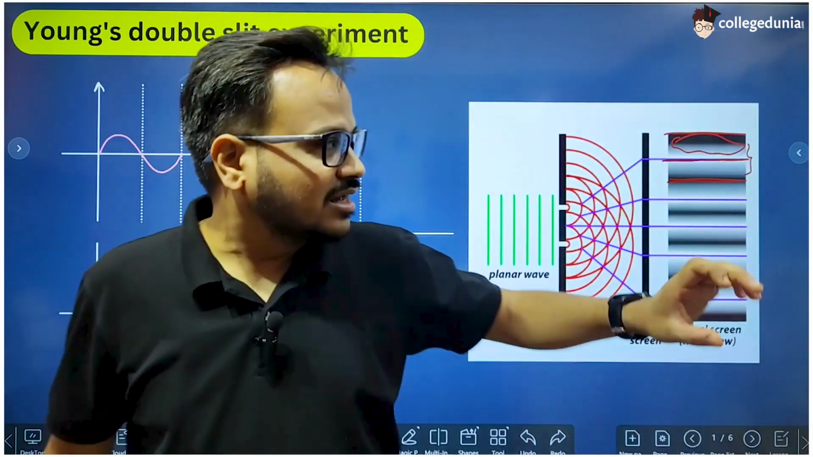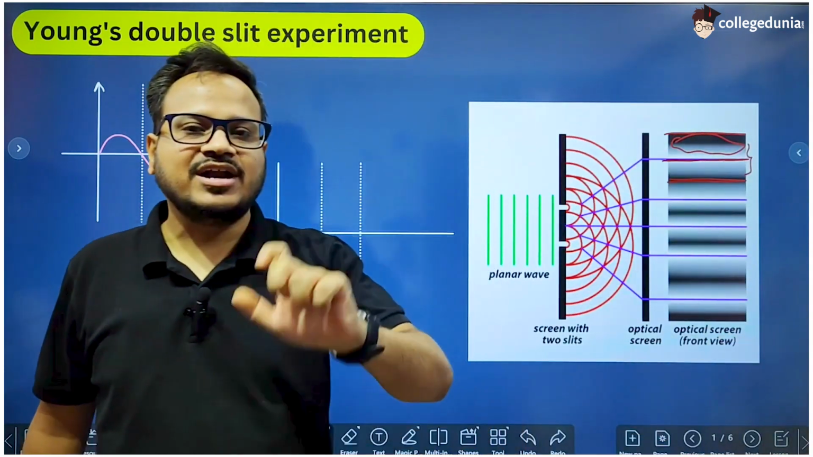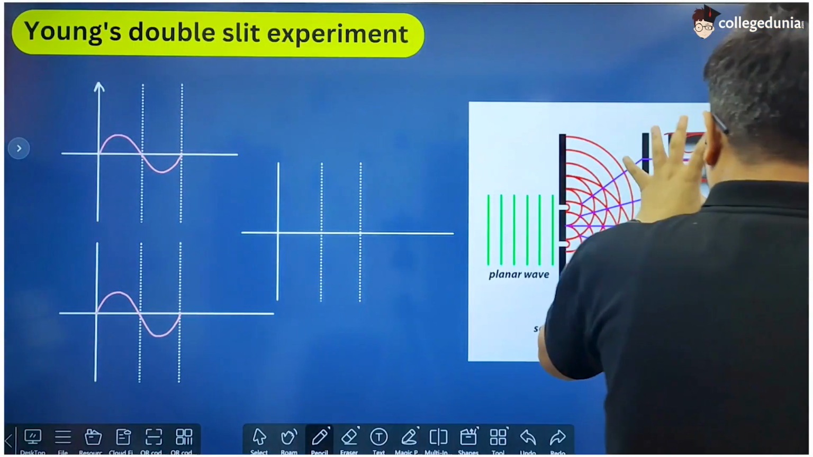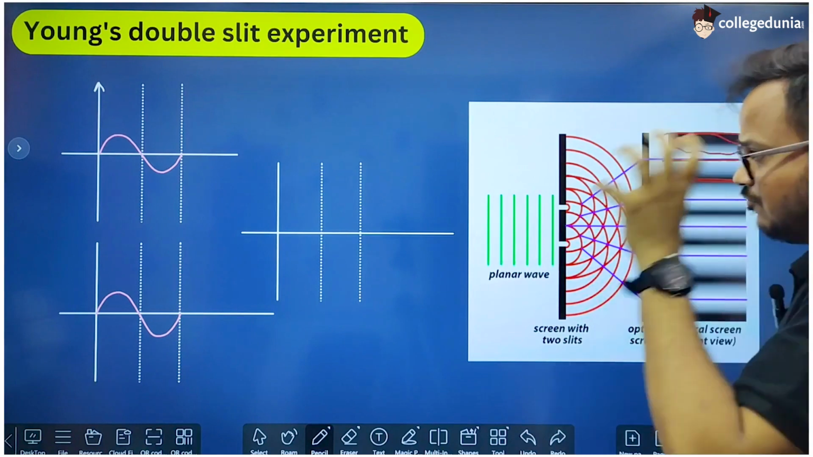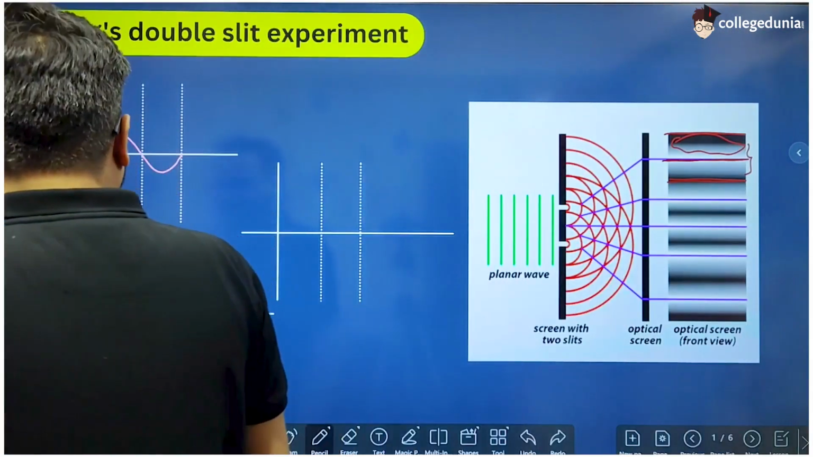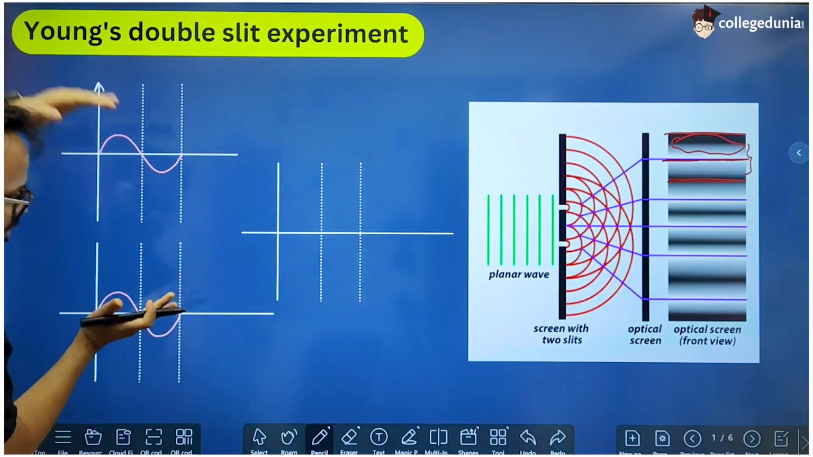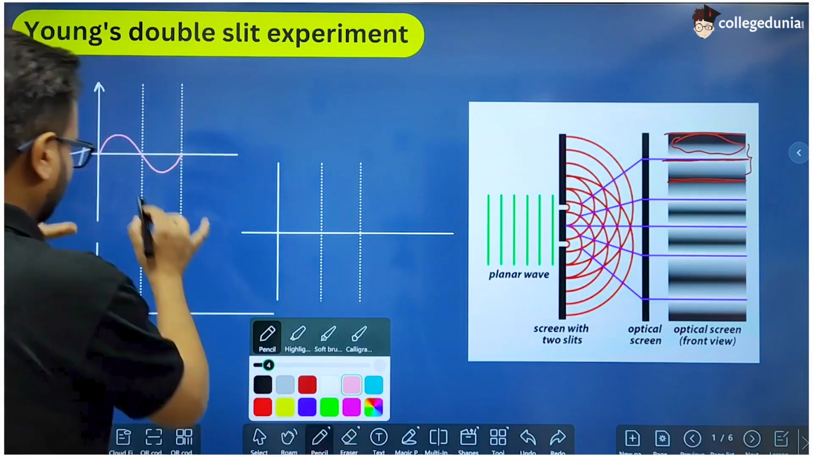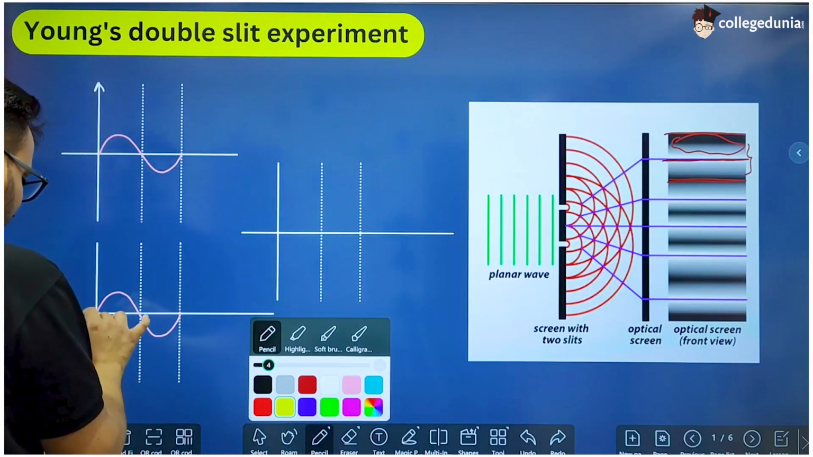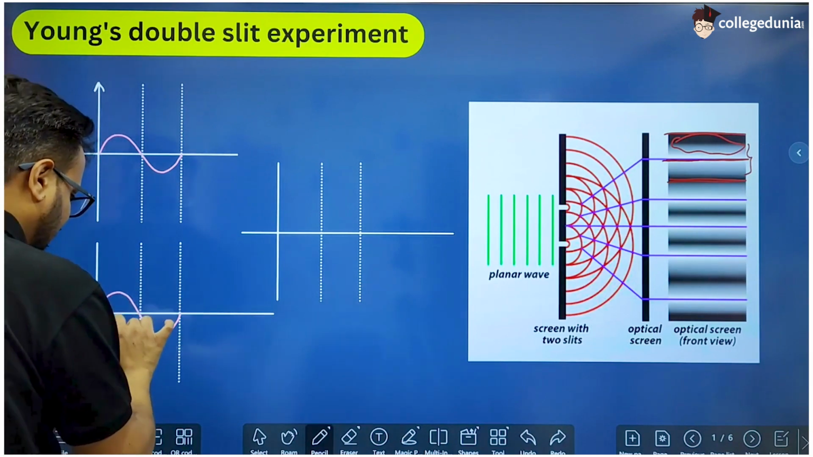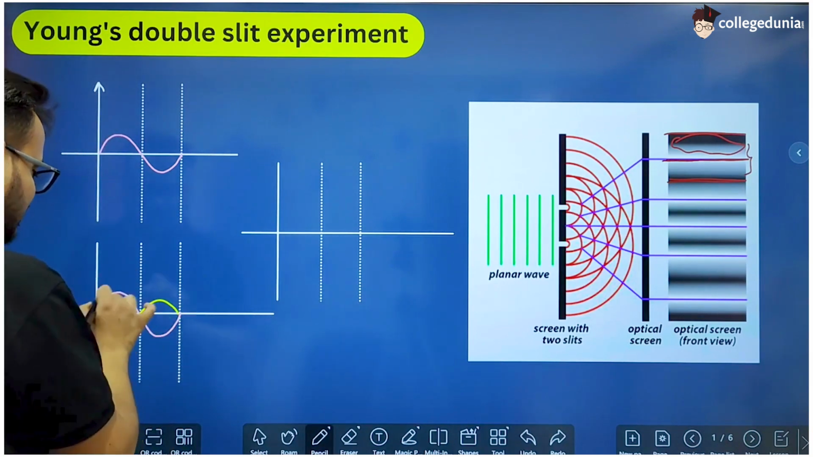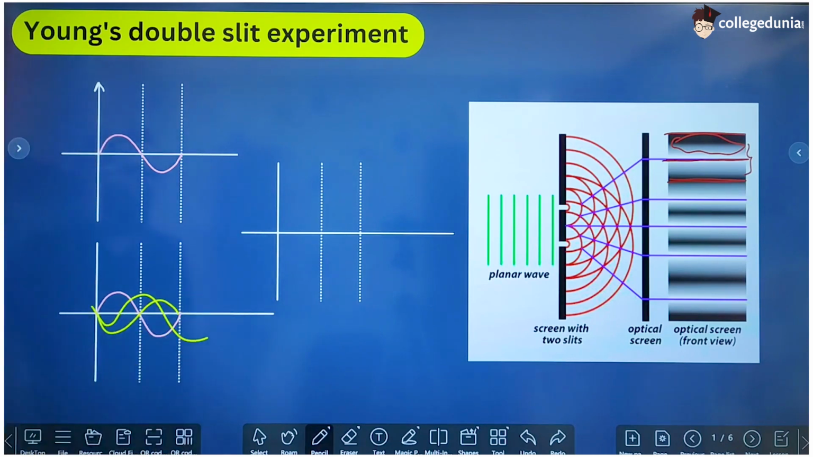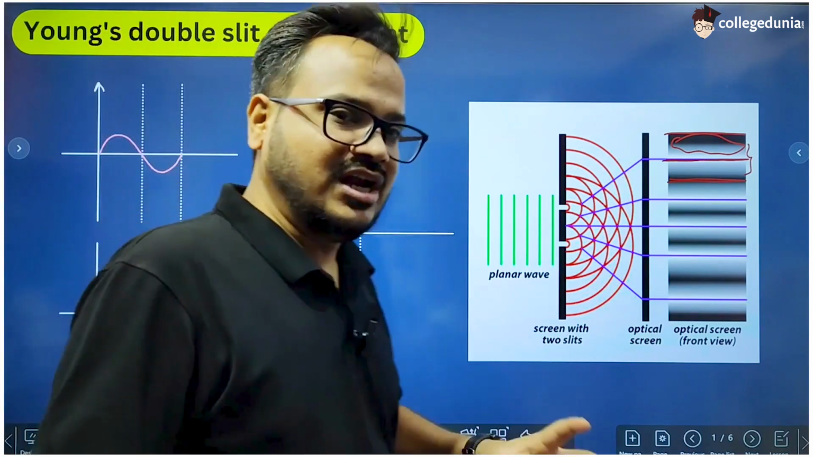So that part of the screen is neither very dark nor very light. But for this, we need two coherent sources of light. Why? Because if the phase difference between these two waves is continuously changing, suppose this wave is like this, and in a fraction of a second this wave becomes like this, and in a fraction of a second this wave becomes like this. So what happens? These two waves will interfere.